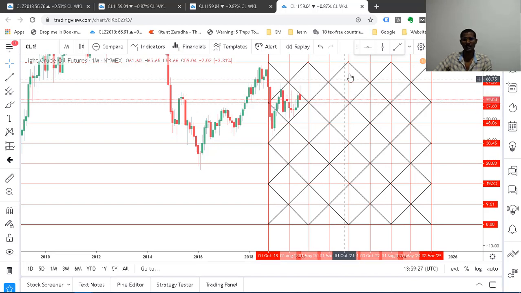Therefore, this, in addition to the static support and resistances, is a very, very important dynamic support and resistance, which is invisible to the human eye. After calculation, we have drawn this. Any interaction with the lines will prove to be of higher significance. Therefore, take into account all these things.